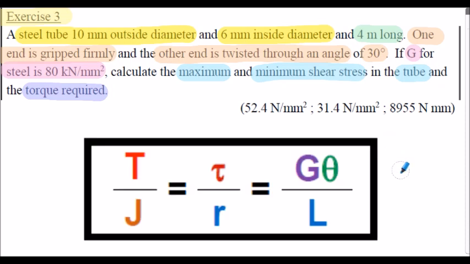For your reference, here's the simple torsion formula. I'd encourage you to think for a moment how you're going to use this to calculate the maximum and minimum shear stresses and then the torque required. I'd encourage you to stop the presentation and attempt this question. The answers are shown in the bracket here, and I'll show you the full worked solution on the following slides.